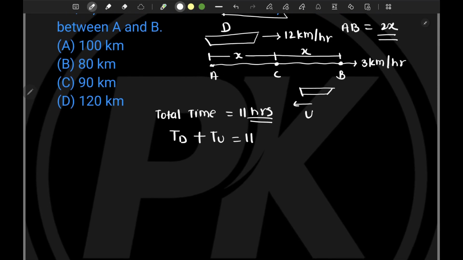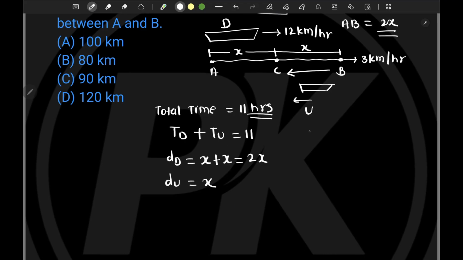Now from A to B is downstream, right? So how much is the distance in the downstream? Let us say the distance in the downstream is x plus x, which is 2x. And the distance in the upstream is how much? Now coming back from B to C, the distance is x only.